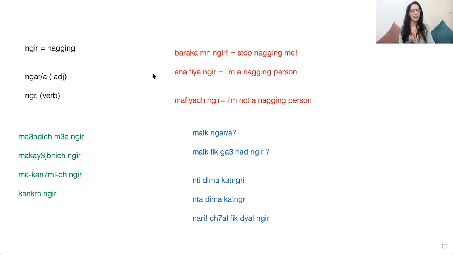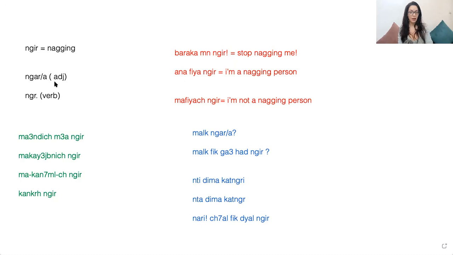Okay, let's move to the second one. Here it's how would you say if I'm nagging? Some people just know that they nag a lot. Instead of using the adjective, they would use ana fiya ngir. For people who already watched my videos before, I explained the use of fiya. Over here, we are literally saying I am, in me, fiya, inside of me, inside of my head, there is nagging. That's a part of me from the inside. So that's also the equivalent of the adjective.